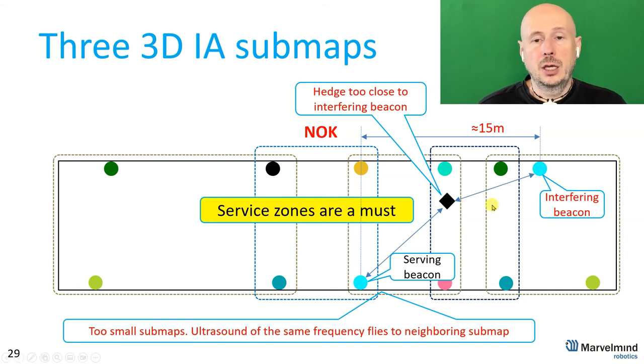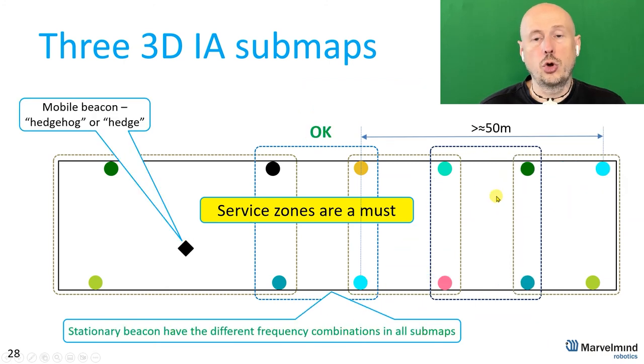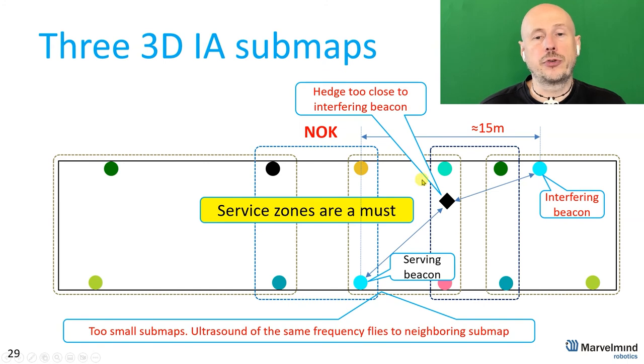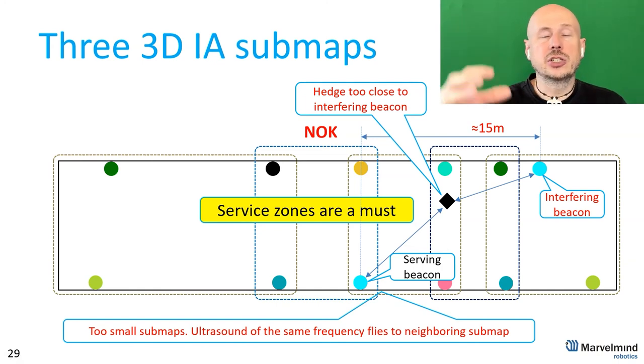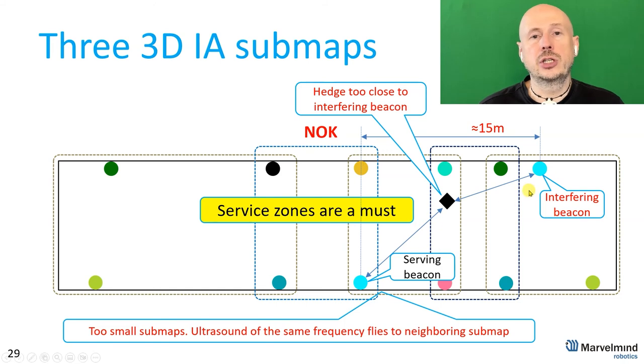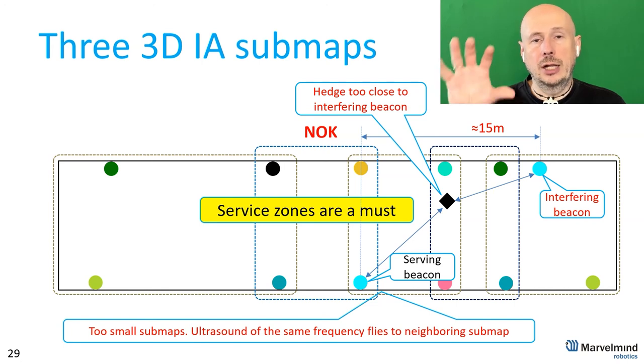So what happens? For example, this beacon in this area. Virtually, it's the same, you see. So there's no violation in terms of frequency combinations. It's fine. The first rule is met. All submaps have different combinations of frequencies. The second rule, that neighboring beacons don't have the same ultrasound so the system may distinguish between them, is also met. But the third rule, that the distance is large enough so the ultrasound signal is attenuated while reaching, is not met.